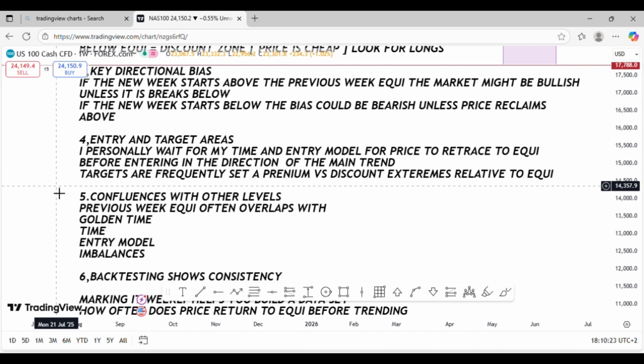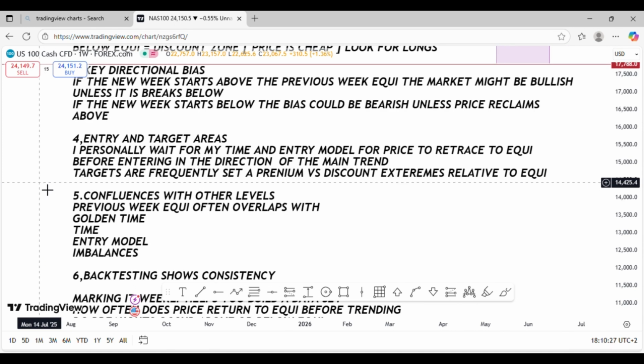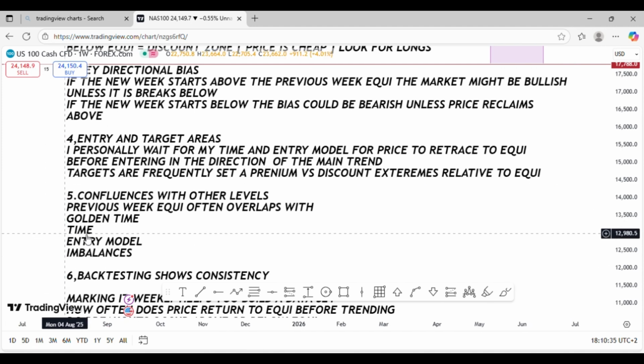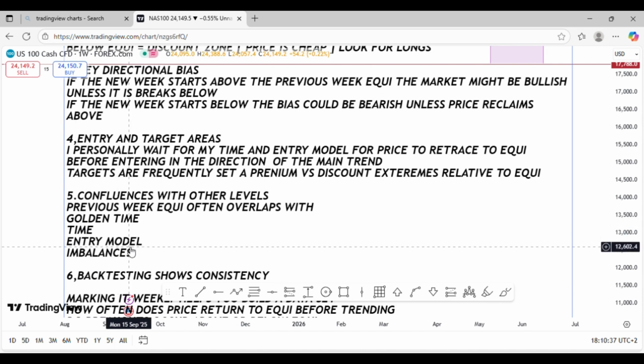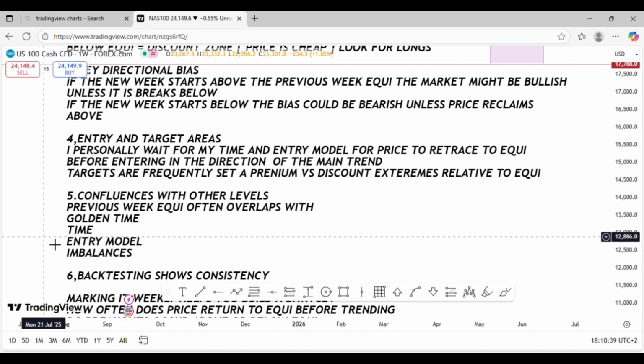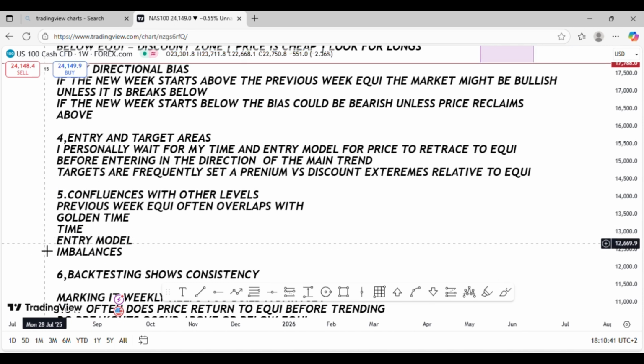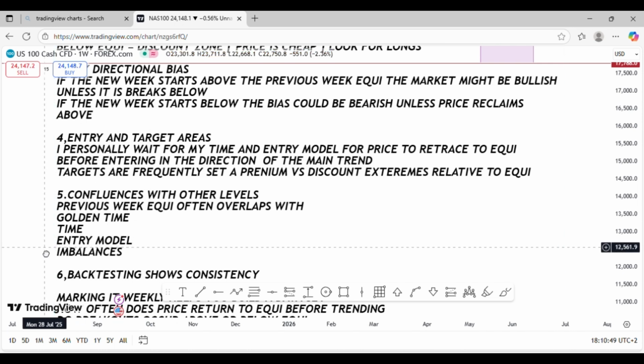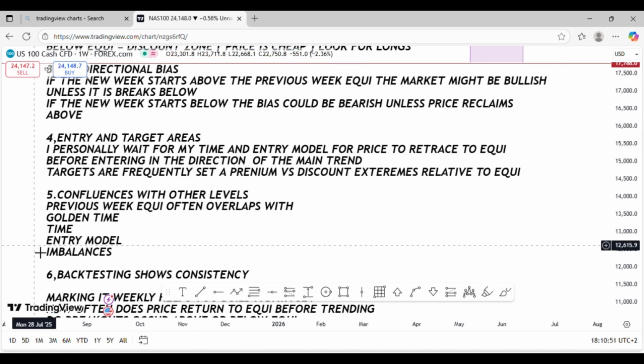And then number 5, we have what we call confluences with other levels. So these previous week equilibriums often overlap with the golden zone. Sorry guys, I made an error here. Golden zone, also time, also entry models, also imbalances. So next videos will be based on entry models and imbalances, for those of you that don't understand what imbalances are, and time, the certain times I use for this strategy, you understand.